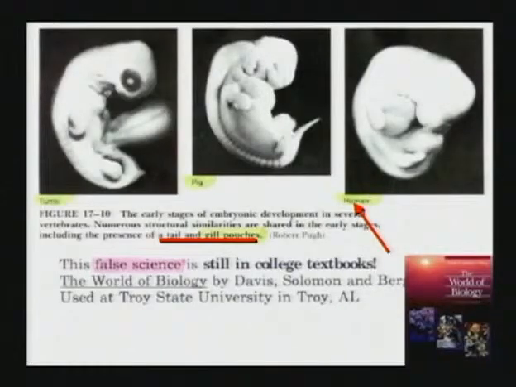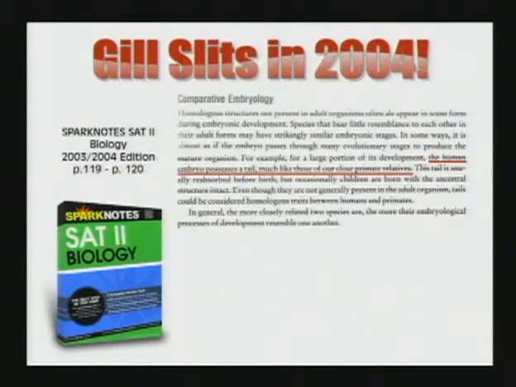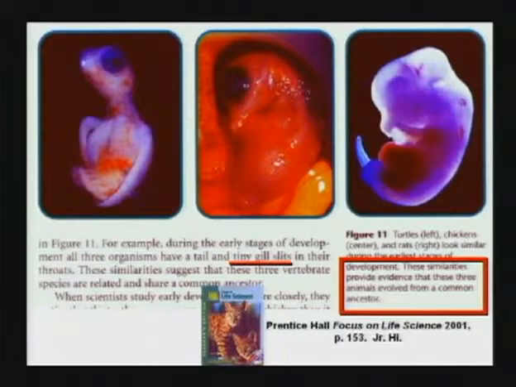They're teaching this in textbooks all over the world. It's only been proven wrong since 1875. Get it out of the book. Tear the page out. I mean, it's a no-brainer. Tear out the page. It's not true. Here's a junior high textbook telling them the embryo has gill slits.